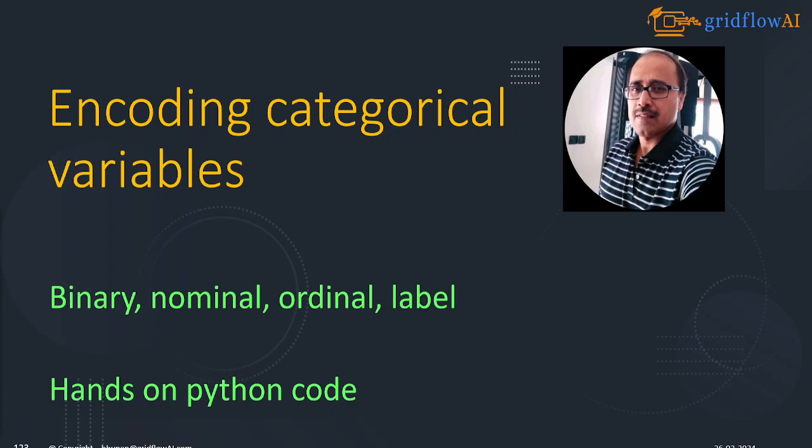Machine learning models typically require numerical input, so encoding is important and a necessary step in the pre-processing pipeline. So let's get started. In this video, I'll show you the concepts and also give you a hands-on walkthrough with Python code.